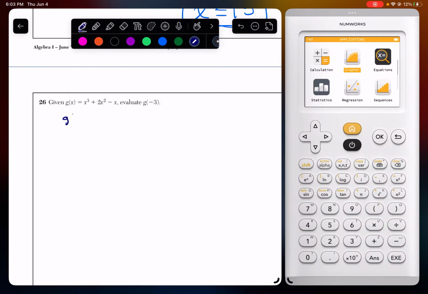So first, I'm going to copy my function equation. But everywhere I see an x, I'm going to leave myself empty parentheses. So I've copied my function equation, but instead of all the x's, think of it like I've left myself blanks, and I've left all those blanks in parentheses. Now to evaluate g of -3, I'm going to replace all those x's with -3's.